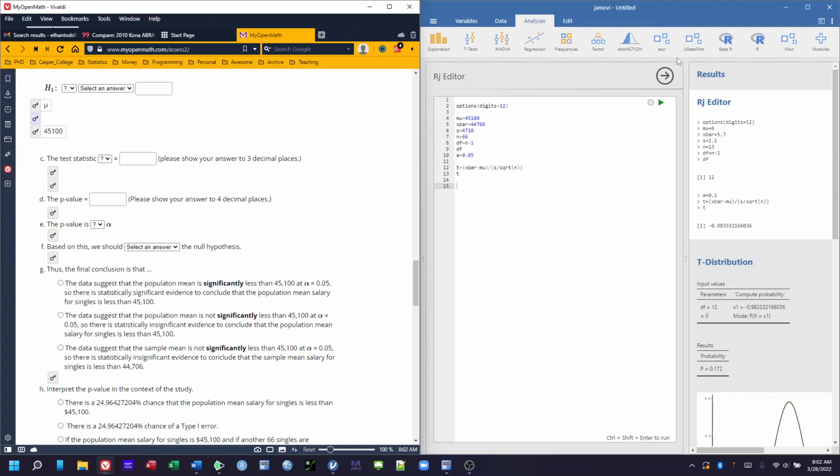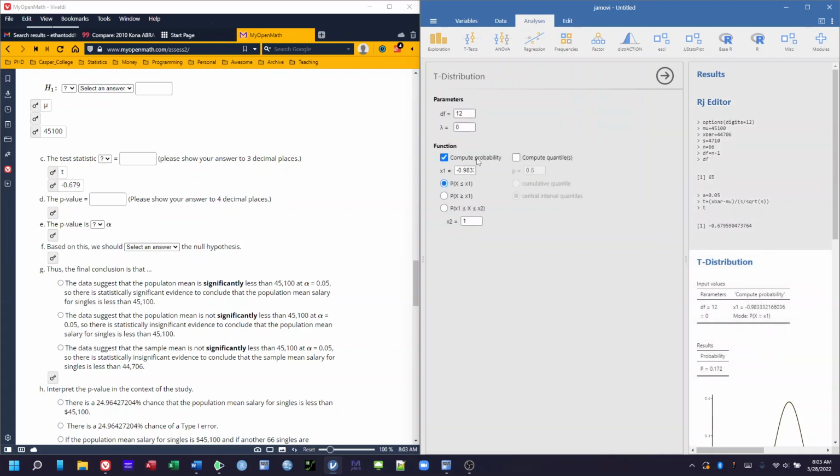So let's go ahead and run this, and we get a t statistic of negative 0.6795. Let's just make sure that's what we got. Negative 0.679. Excellent. Now we need to calculate out a p-value. Okay, so let's go to our t-distribution. Let's go back here. We now know that our degrees of freedom are going to be 65 because it's n-1.